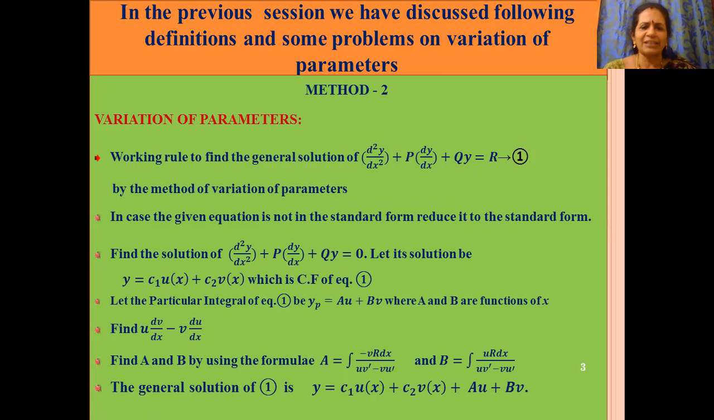Working rule to find the general solution of the equation by the method of variation of parameters in case the given equation is not in the standard form. These are the steps we have followed while doing the problems in variation of parameters. In case the given equation is not in the standard form, reduce it to the standard form. That is the first step.